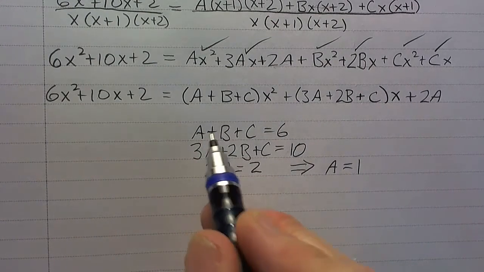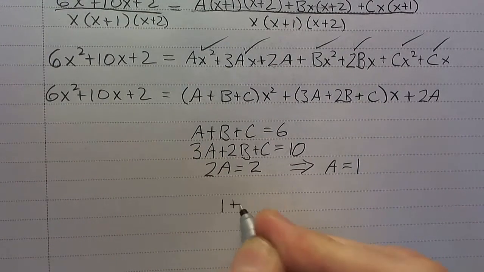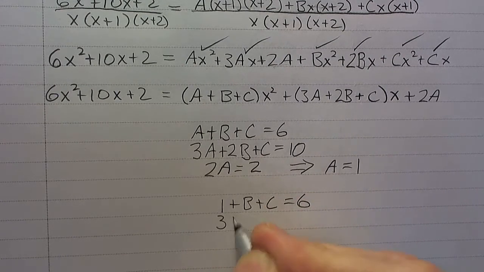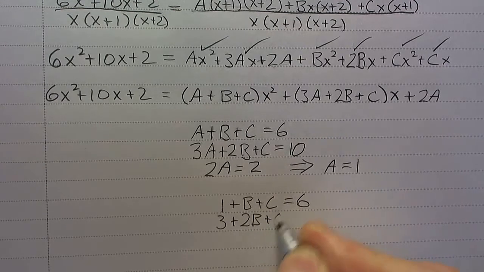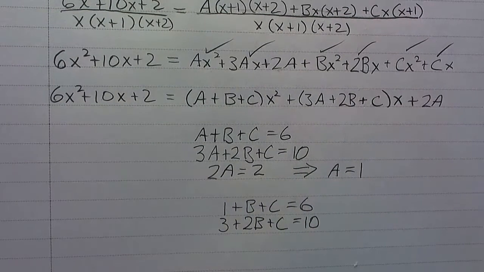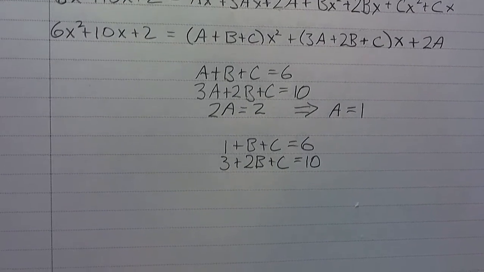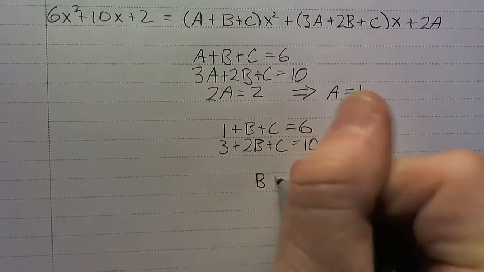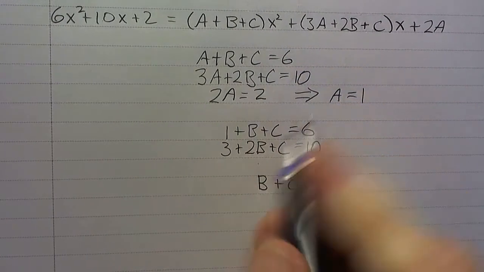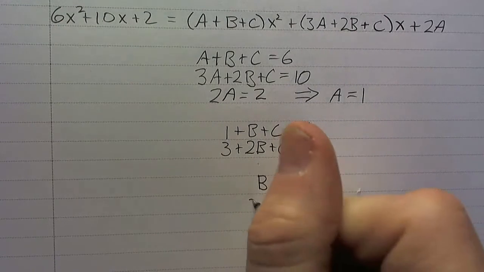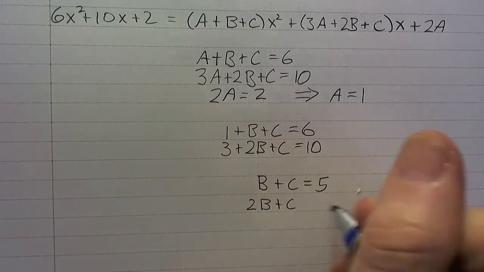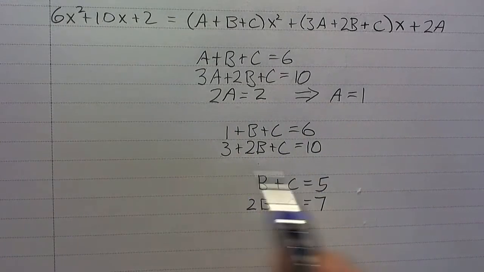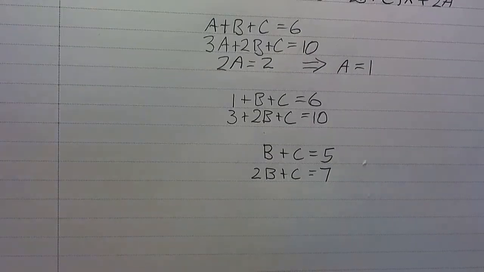So I'm going to put a 1 in for a. So I get 1 plus b plus c equals 6. And I get 3 plus 2b plus c equals 10. Okay? So we continue on. b plus c equals 5. And 2b plus c equals 7. See? Just bringing the constants over. And now we can solve this.